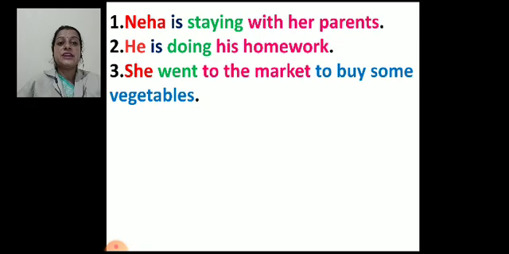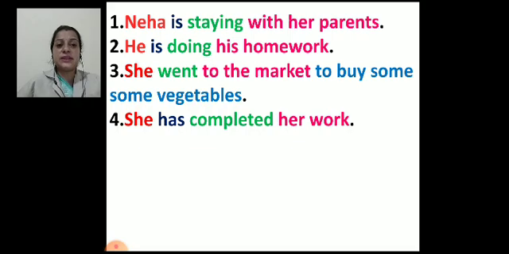Third is She went to the market to buy some vegetables. She is the subject, went is the verb, or we can call it the main verb. Here we don't have any helping verb, as this is simple past. To the market is the object, and to buy some vegetables are the other words of the sentence.